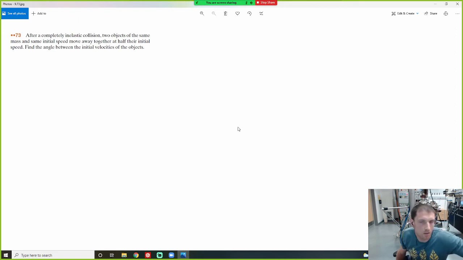This is number 73, again from chapter 9, and we're not given very much here, actually, no numbers, which personally I love. But we can still actually get a numerical value for this. So the problem says after a completely inelastic collision, right? Remember, that's a collision where two objects collide and then stick together and move as one. Two objects of the same mass and same initial speed move away together at half their initial speed. Find the angle between the initial velocities of the objects.